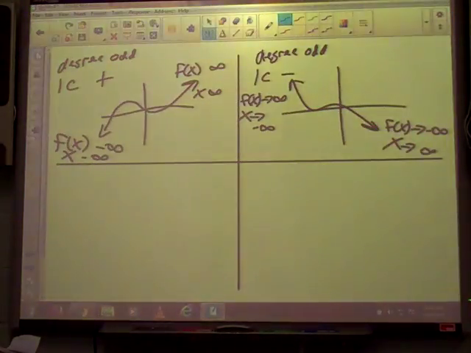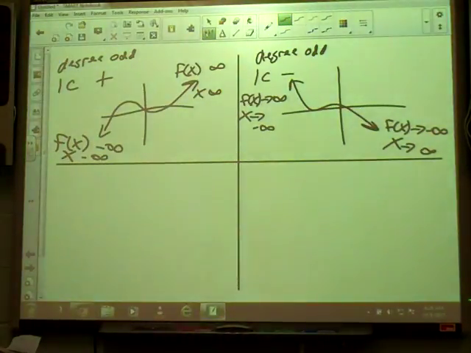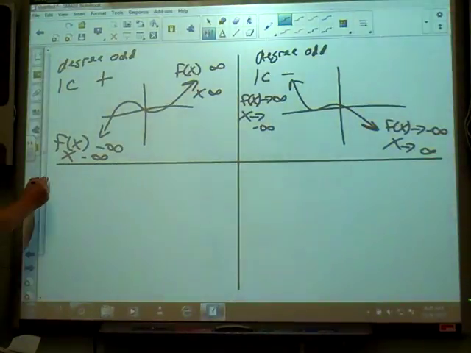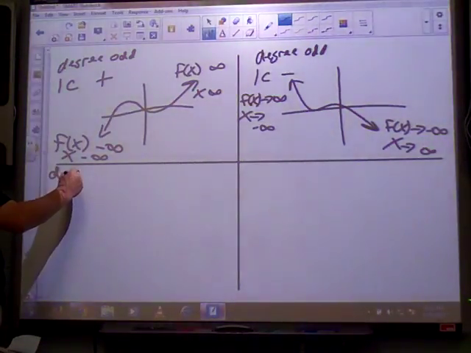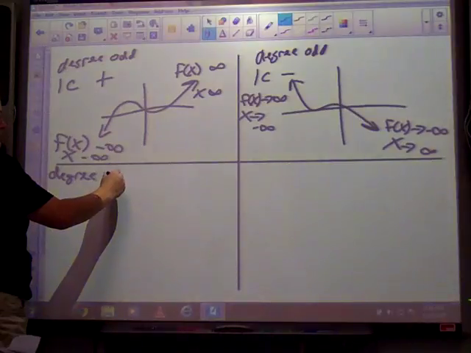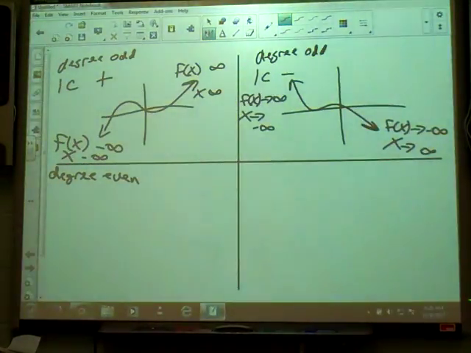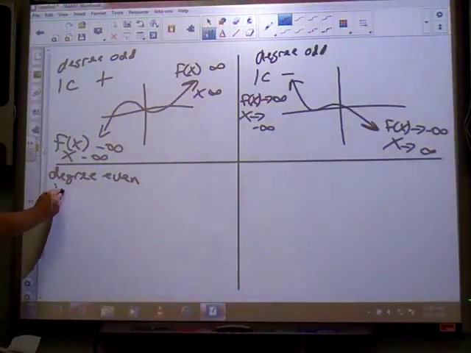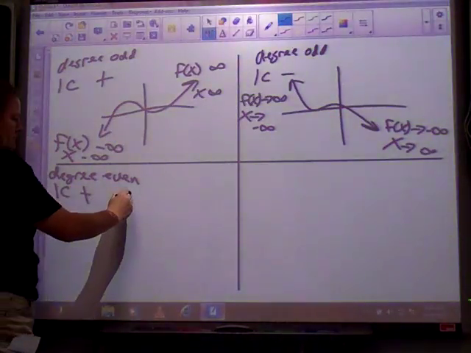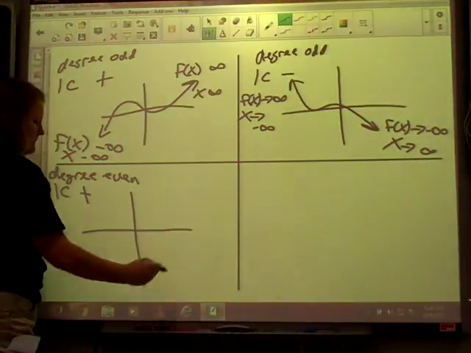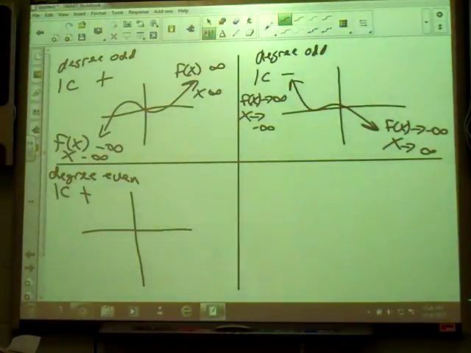Okay, so we got our odd degrees on the top two. We're going to go even degrees on the bottom, which means my highest power could be a 2, a 4, a 6, an 8, anything like that. We'll do our leading coefficient positive first.